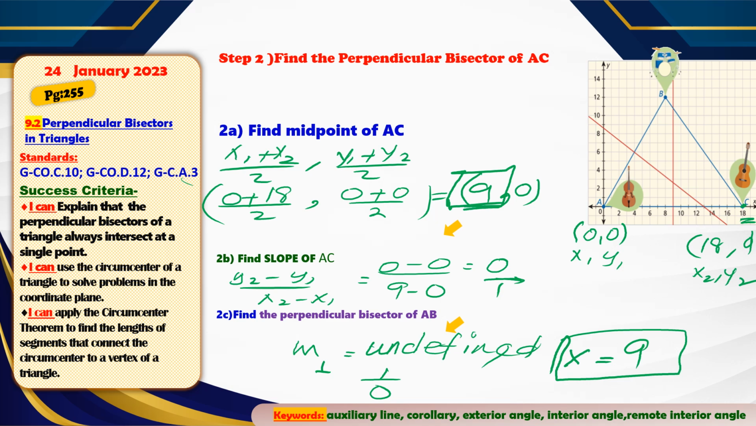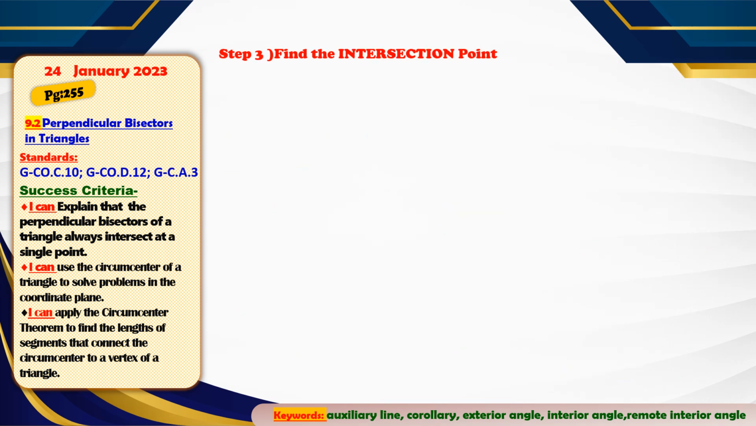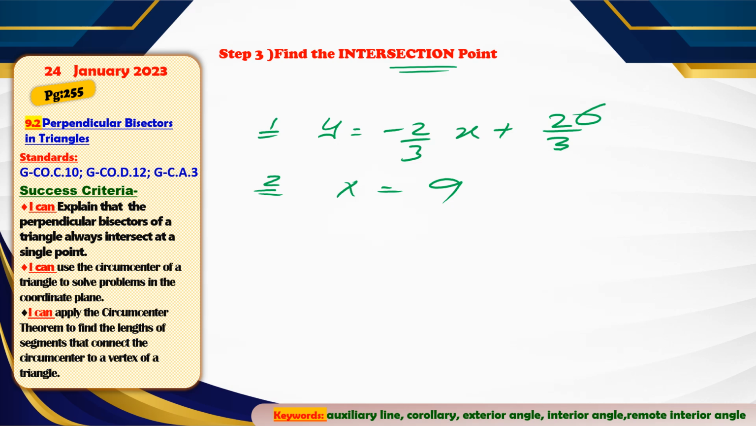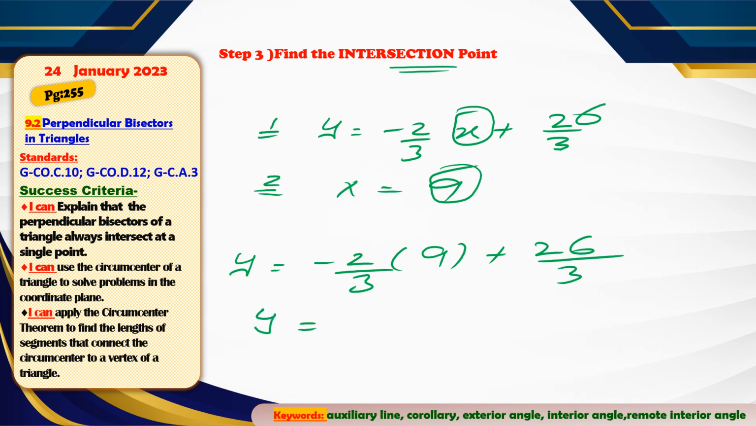Now we have to find out the y value also. We know how to find the point of intersection. Our first equation was y equals negative 2 by 3 x plus 26 over 3, and the second equation is x equals 9. Put this 9 in place of x. So y equals negative 2 by 3 times 9 plus 26 by 3. Write it in the calculator and you will get 8 over 3. So what is the point of intersection? It's 9 and 8 over 3. To confirm it, you can solve the perpendicular bisector of BC the same way, find the point of intersection, and you will get the same answer.